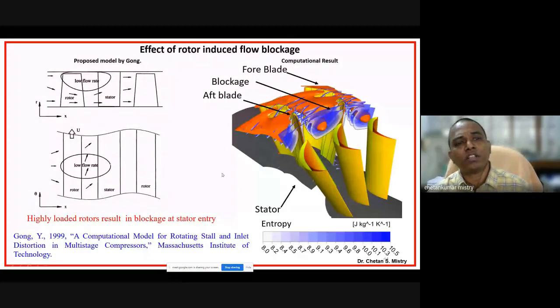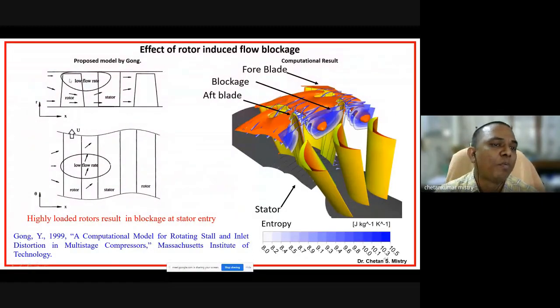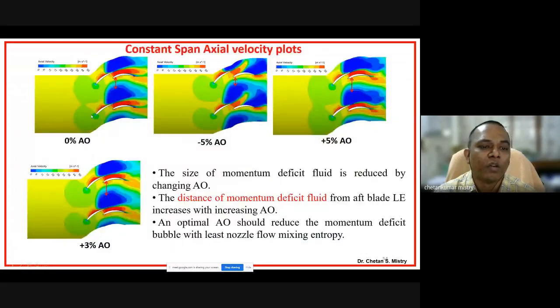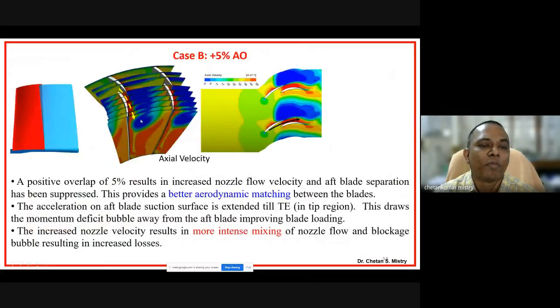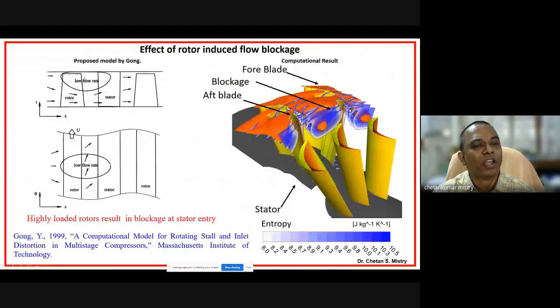Now just try to understand, say this is my rotor, and I'll be having low momentum fluid coming out. This is the low momentum fluid. Now what will happen, this low momentum fluid will be striking on my stator. Here you can see what is showing in terms of entropy, we can say it's a loss. So that will be striking here.